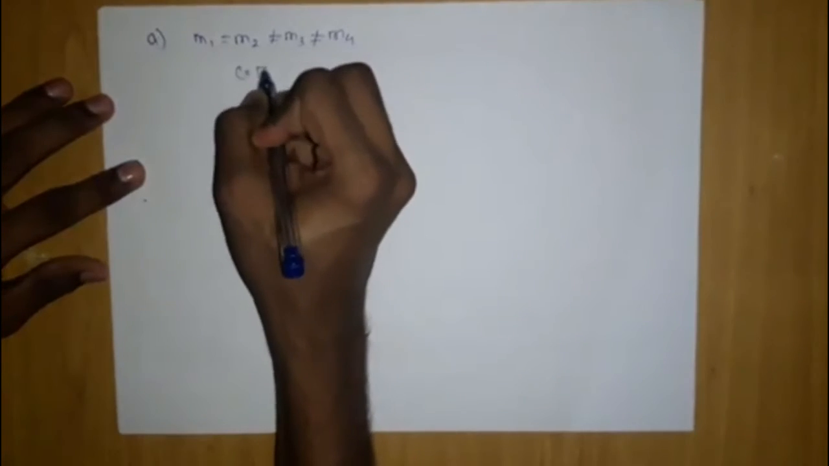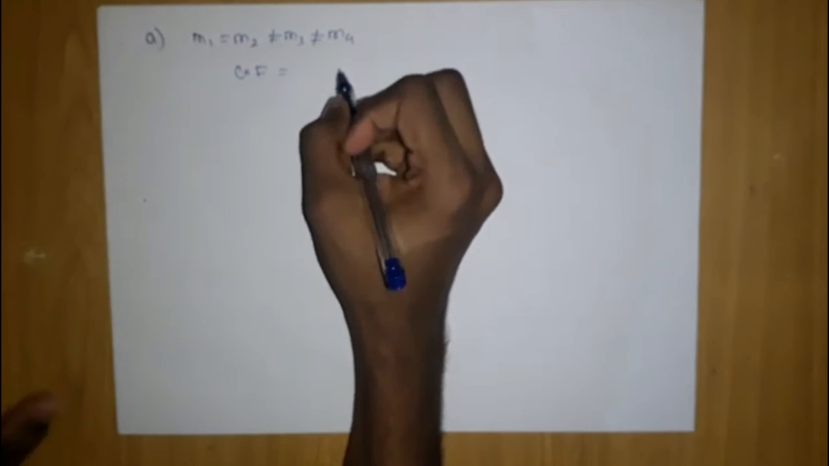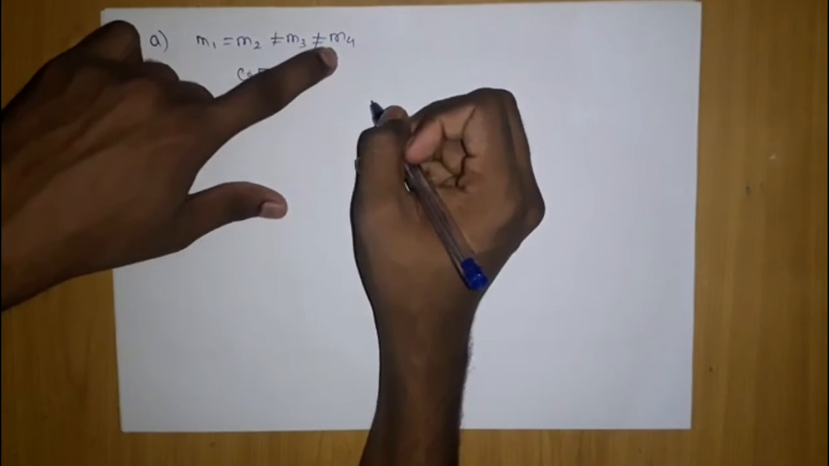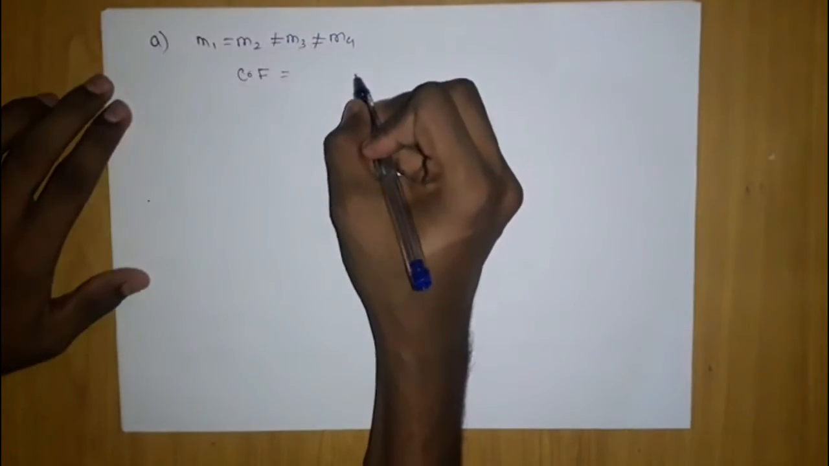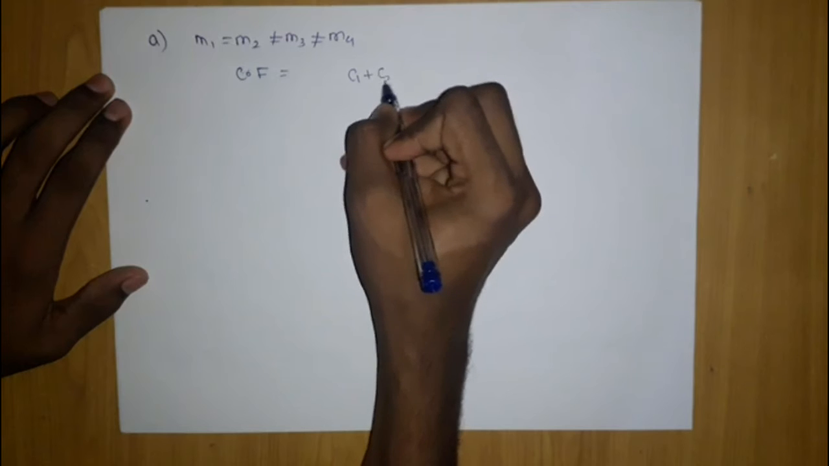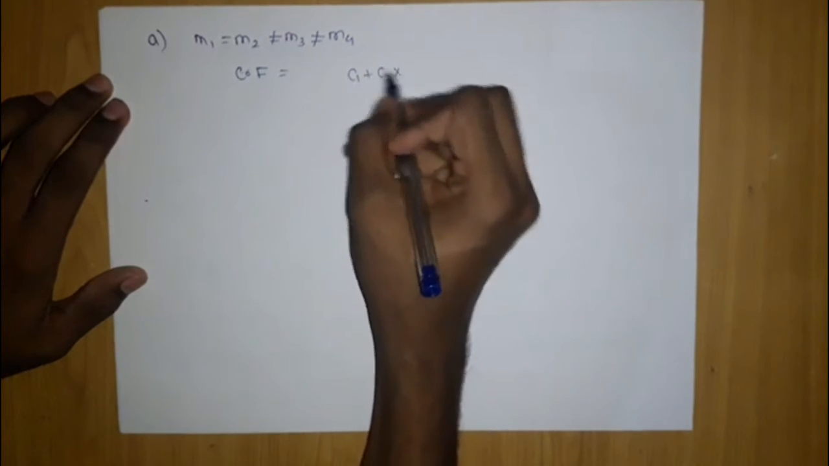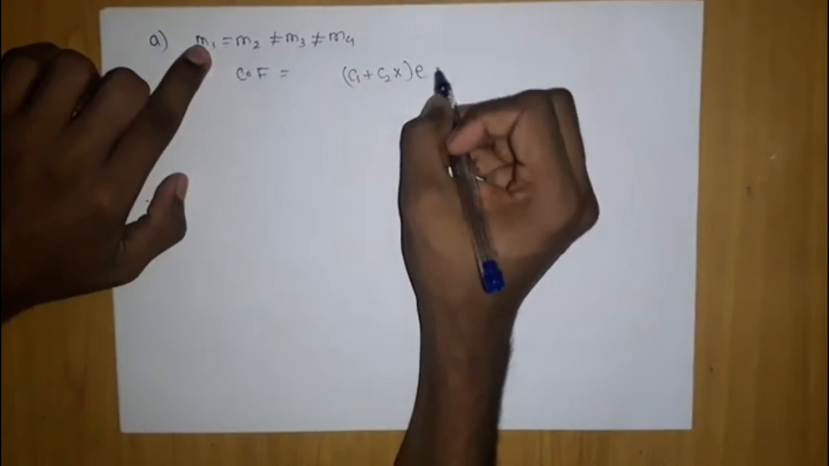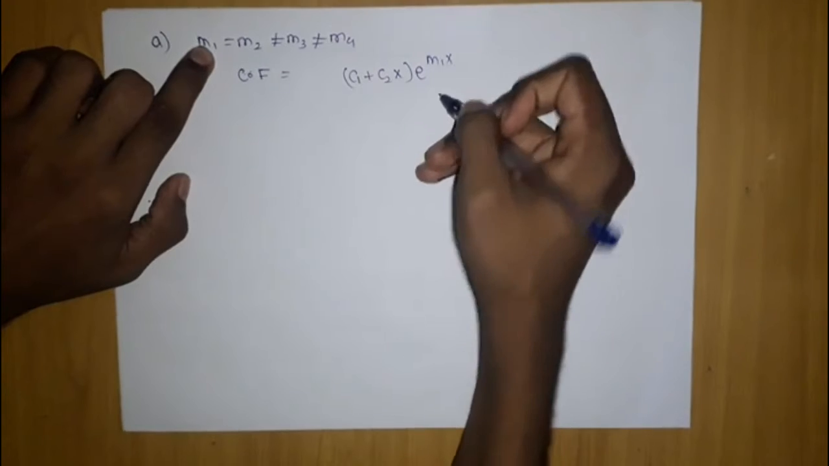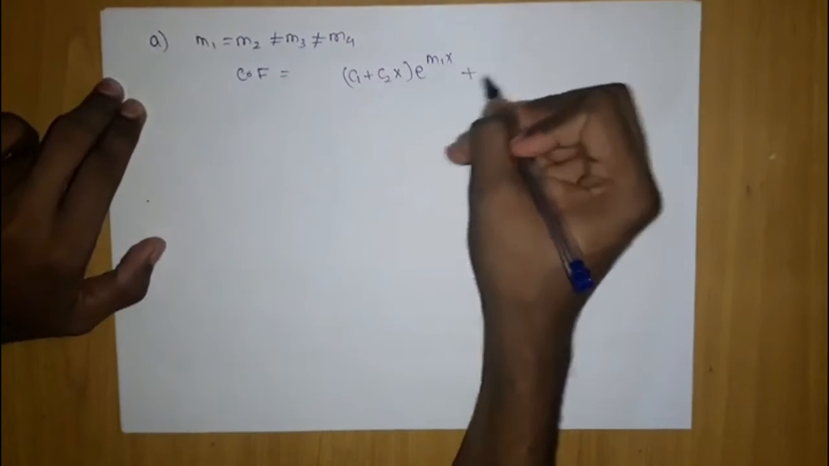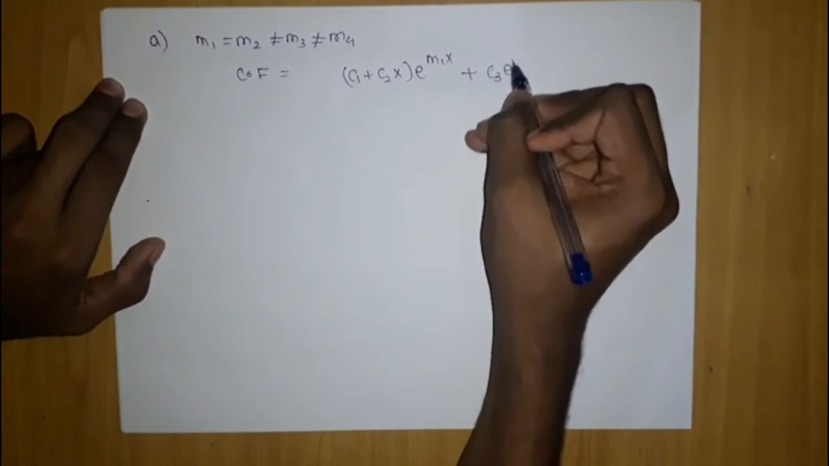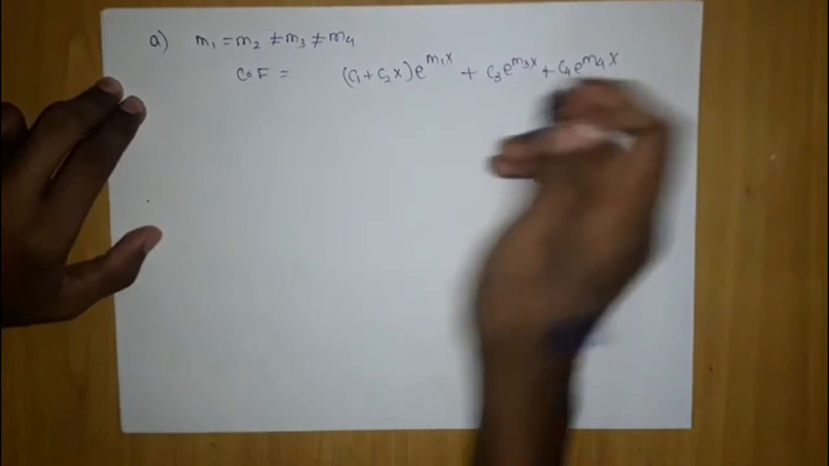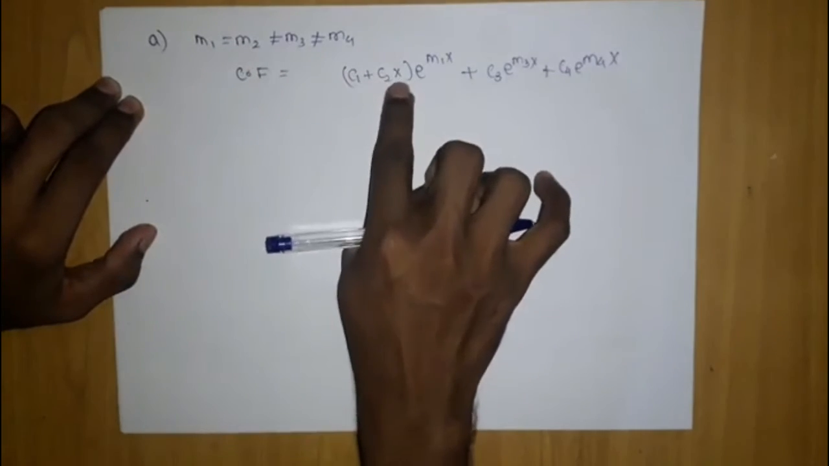Then its complementary function, C.F., is what? Whenever roots are equal, what you have to write? Whenever 2 roots are equal, you have to write c1 plus c2 into x, into e to the power m1x, remember that, e to the power m1x, plus c3 e to the power m3x plus c4 e to the power m4x. Hope you have understood. 2 roots are equal, c1 plus c2 into x.